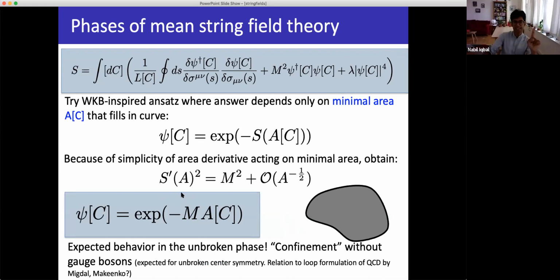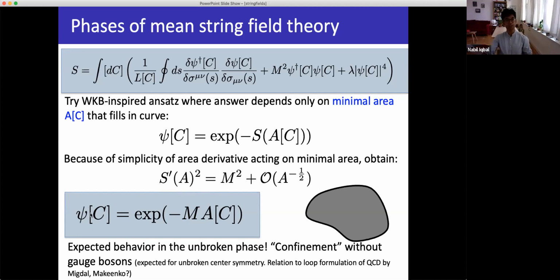The point is the area derivative works really nicely with this minimal area functional. These two things fit really well together, and they end up giving you an equation which is just s prime squared equals m squared, plus terms which are subleading in A. Okay, and this you can verify from the definitions I've given you. I won't do this in real time. And therefore, the solution to this is just that S is linear in M.